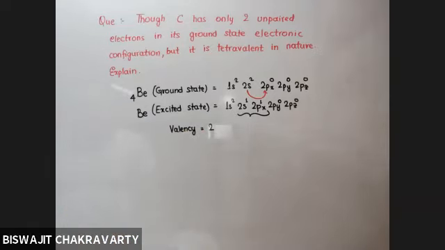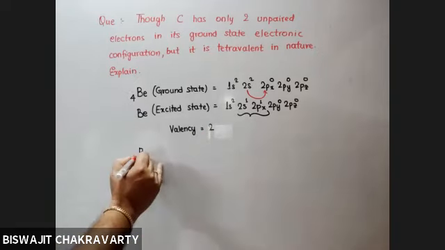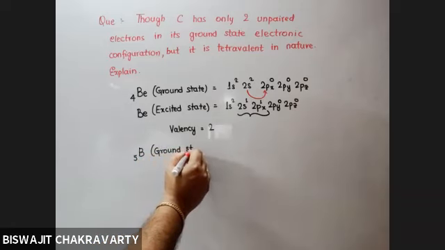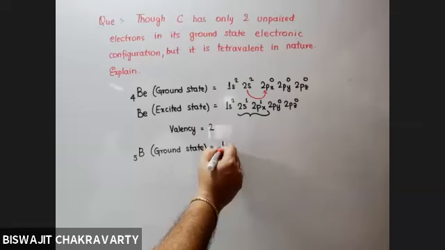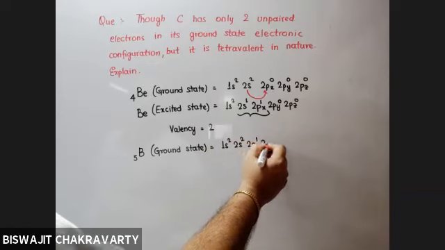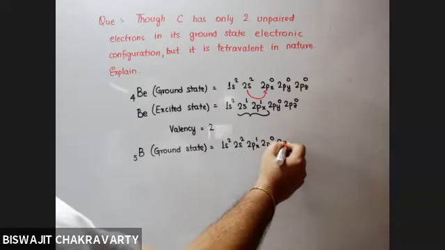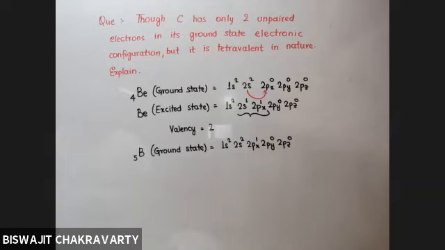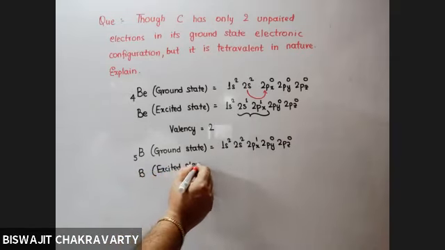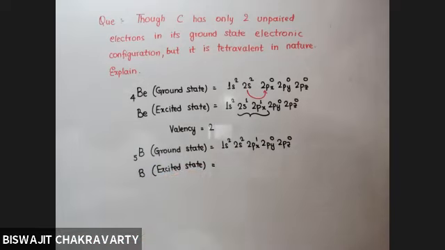2. Same way in the case of boron, whose atomic number is 5. The ground state is 1s2, 2s2, 2px1, 2py0, 2pz0. But in the excited state, again, one of the electrons from 2s will jump to 2py.